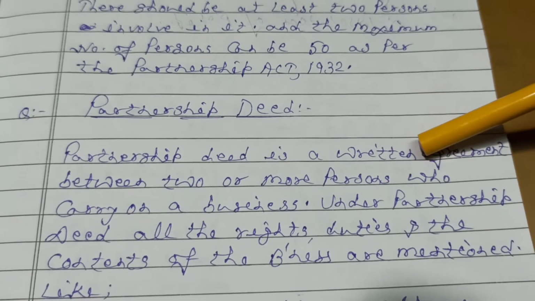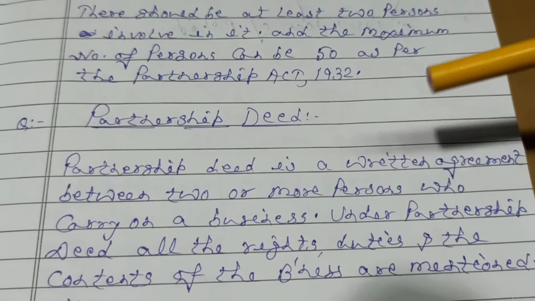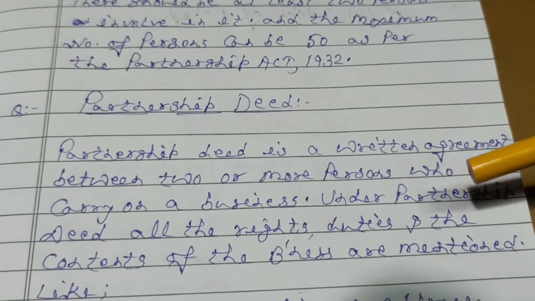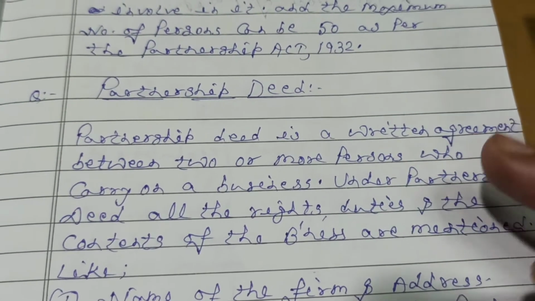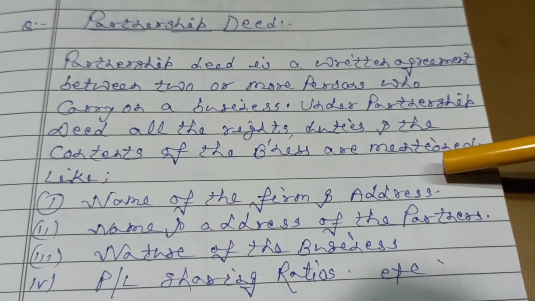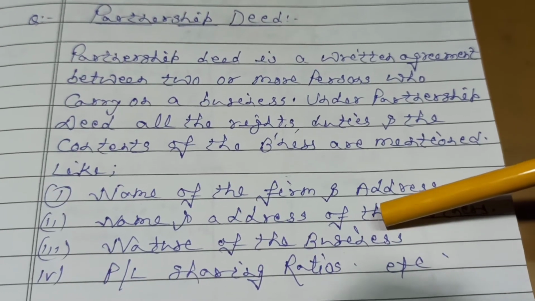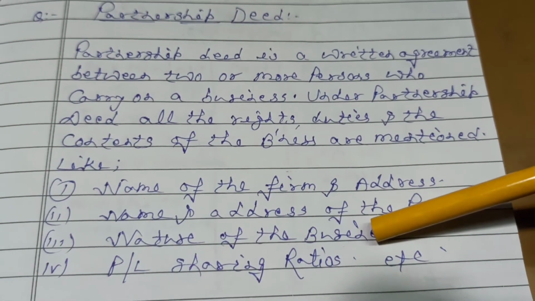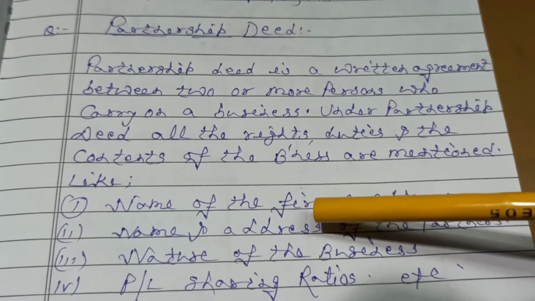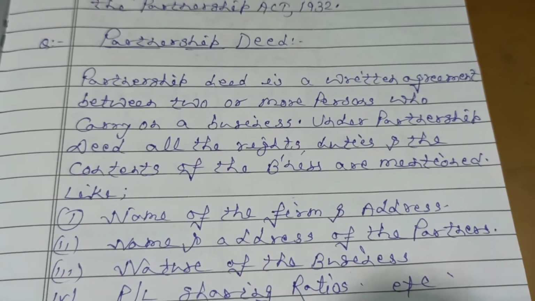Partnership deed is a written agreement between two or more persons who carry on a business. Under partnership deed, all the rights, duties, and the contents of the business are mentioned, like name of the firm and addresses, name and address of the partners, nature of the business, profit and loss sharing ratios, etc. These are the contents which you'll have to imbibe in your mind. It's very important for the theory segment.